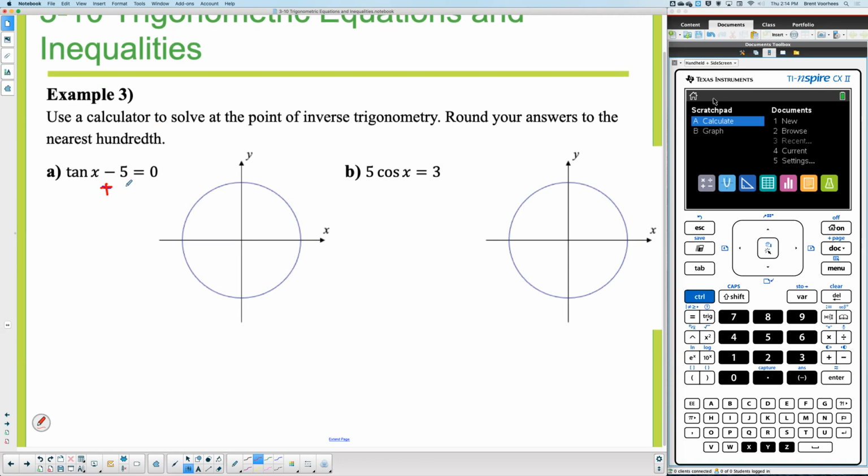We would add 5. So if I added 5 to both sides, I get that tangent x equals what? 5. Now, since I have the function tangent isolated, remind me, on a unit circle approach, is tangent the y's, the x's, or the slope? So we need a line that has a slope of approximately 5.